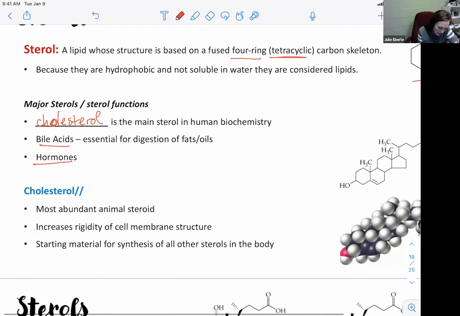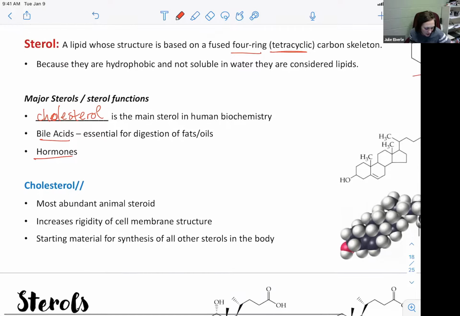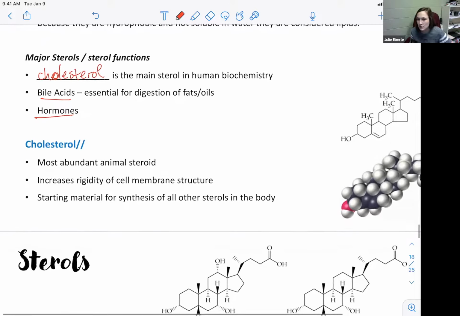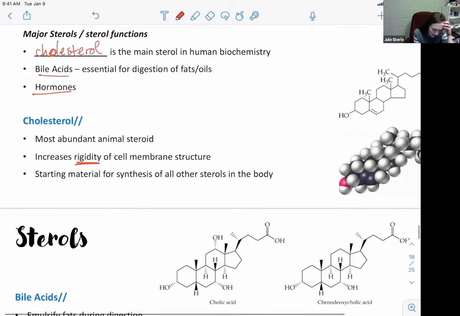And then you got hormones, okay? So these are all different types of sterols. So we said cholesterol is the most abundant one. What's cholesterol used for? Well, it's part of our cell membranes, okay? And it just kind of helps hold them together because fats can have these long hydrocarbon chains. They can be very wiggly, depending on how many unsaturated bonds you have in there. But cholesterol kind of helps solidify the cell membrane and keep it together. So it increases rigidity.